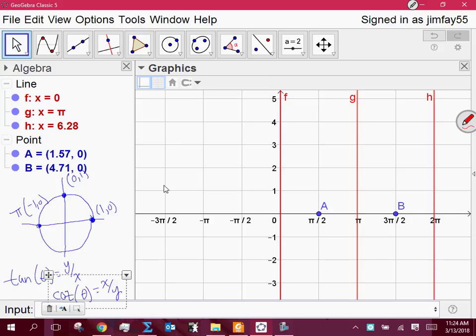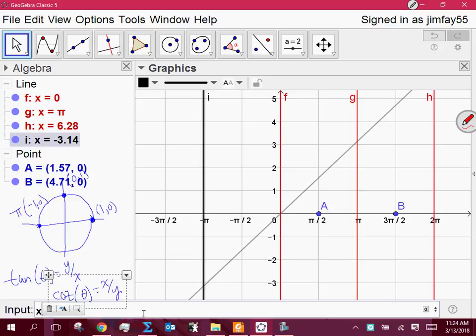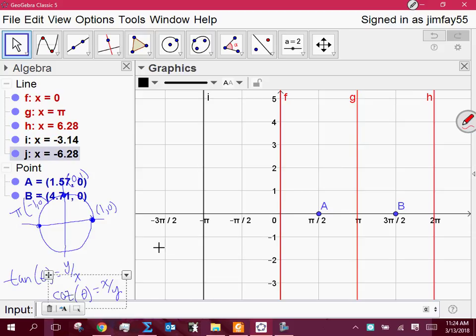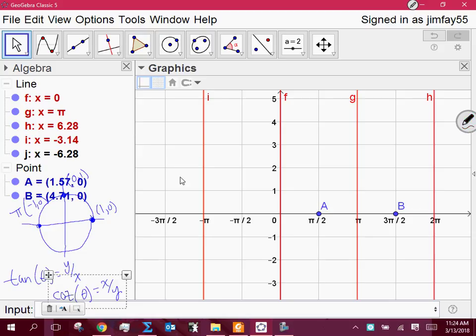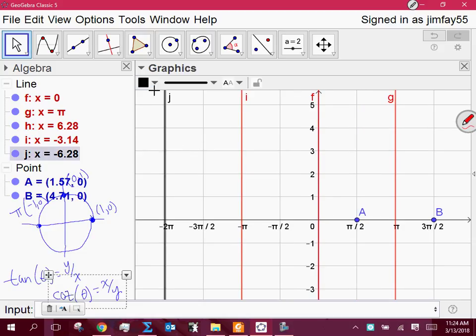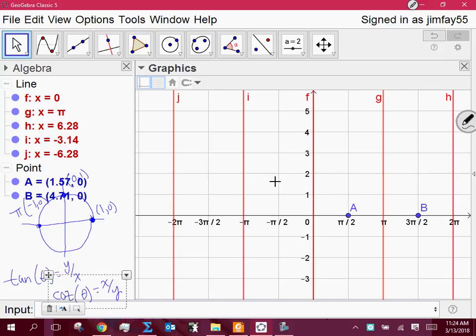And that's just one cycle going counterclockwise around the unit circle. If we go clockwise, we should end up at an asymptote at x equals negative pi. X equals negative 2 pi. So we should have asymptotes at those locations.